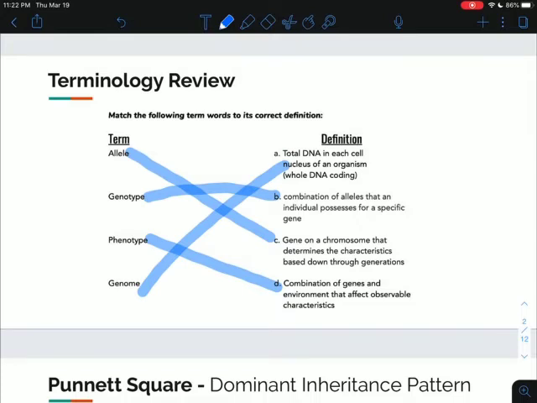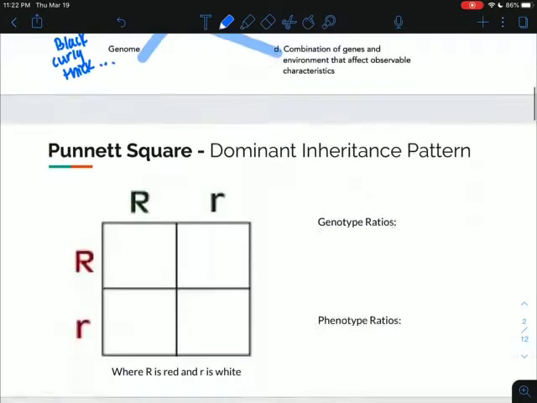So for example, an allele might be a capital B or a lowercase b. Your genotype would be something like BB. Your phenotype would say this means you have, let's say, black hair. And then your phenotype would be the combination of black, curly, thick, etc. So those are just some basic definitions here that I hope we are familiar with, and I hope this is all just review, okay?